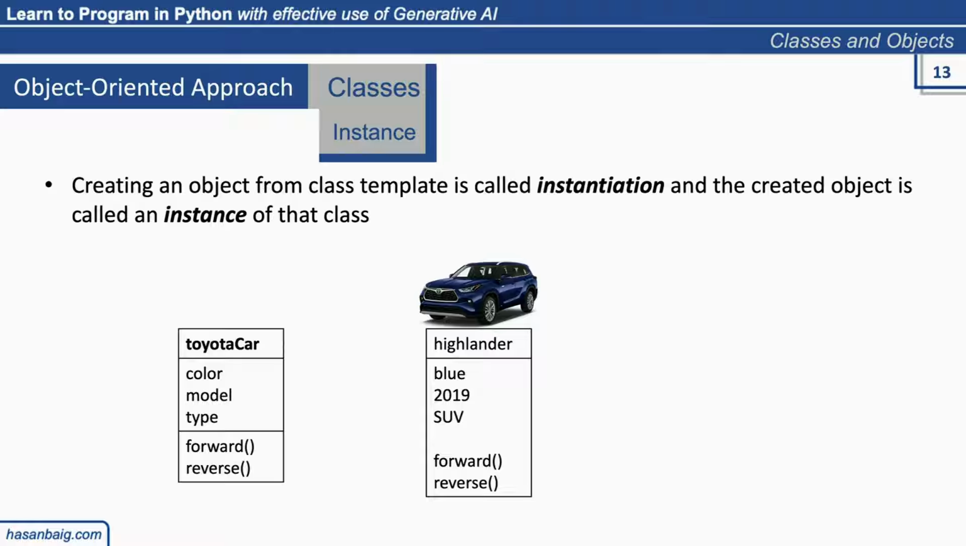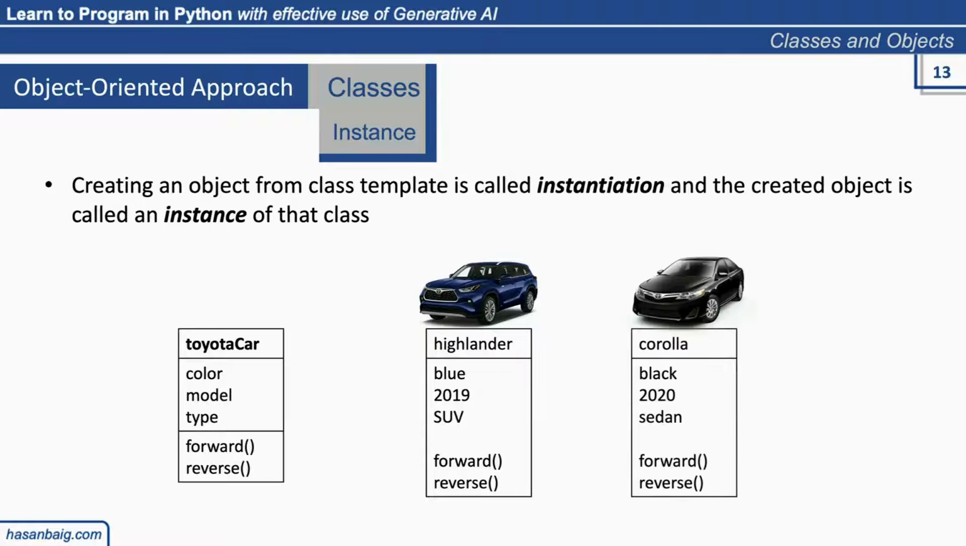Okay. Similarly, just like Highlander, I can create another instance. Let's call it Corolla. So Corolla has different attributes: color black, model 2020, and type is sedan, and it can also go forward and backward. So you can see here, the forward method may have a complex functionality. Maybe it may consist of like 500 lines of code. Could be. And reverse may also have another, let's say 800 lines of code.